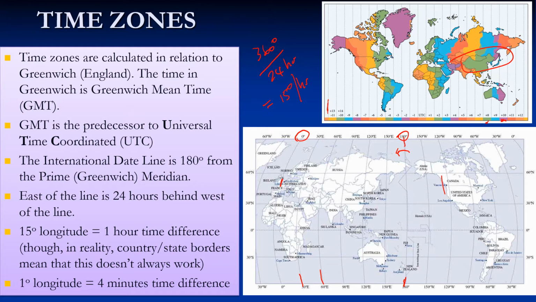Now we can also just divide that 15 degrees, and we'll notice that 1 degree is going to be the same as about 4 minutes time difference as well. So 60 minutes per hour divided by 15 degrees will get you 4 minutes.